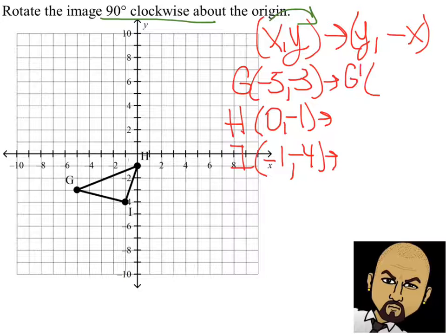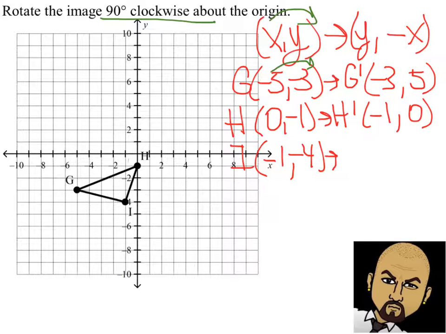All right, let's go ahead and figure out G prime. We are going clockwise, so we're going to go to the right. The x value jumps over, becomes the positive, and the y coordinate slips right over and becomes a new x coordinate. H prime, we're going clockwise, so we go to the right, and we end up with the ordered pair (negative 1, 0) for the sake of time. And I prime, our x value is going to jump over, become the opposite, and our y value becomes our new x coordinate, so we end up with the ordered pair (-4, +1).